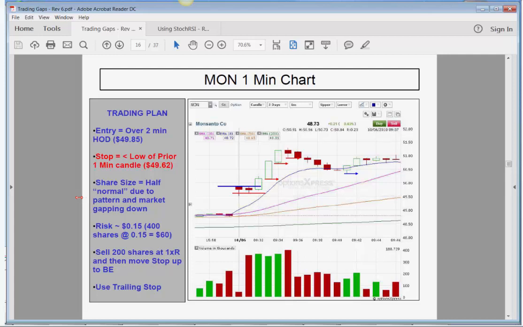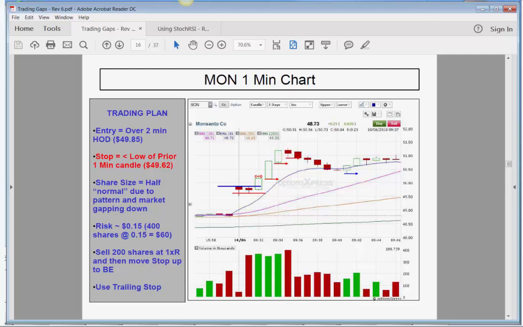So the idea was I'm taking 400 shares at 15 cents each, which is only $60. My plan at that time is to risk no more than $100 per trade. And my plan beforehand then was to sell 200 at 1 times my risk. So if I gained 15 cents or more, then move my stop up to break even and use a trailing stop thereafter. So the first stop was right here.